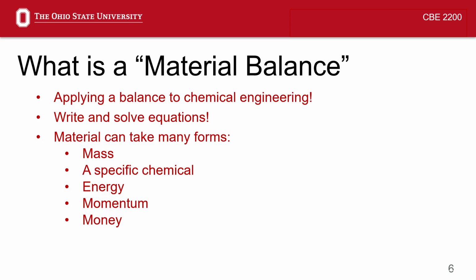This material can take a whole bunch of different forms. It can be mass, or a specific chemical to make a component balance, which you'll learn about in class. It can be an energy balance, which will also be used in this class later. You can also do momentum balances to learn about the velocity profiles inside of pipes, or you can do a money balance. You can balance the amount of money entering or leaving your plant to see how much profit or loss you're going to have. This will actually be used in a later course as well.